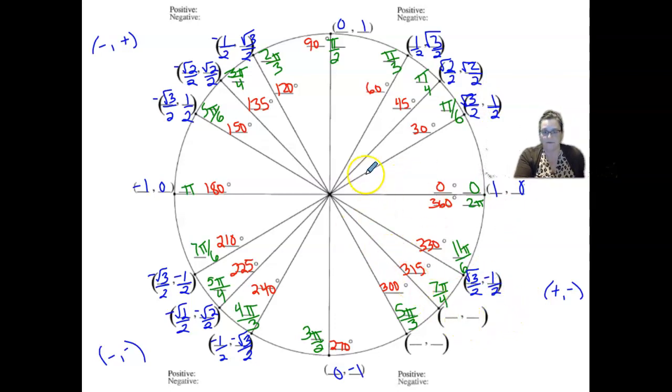7 pi over 4 has a pi over 4 reference. The x stays positive. The y is negative. And 5 pi over 3 has a pi over 3 reference. The x stays positive, and the y is negative.